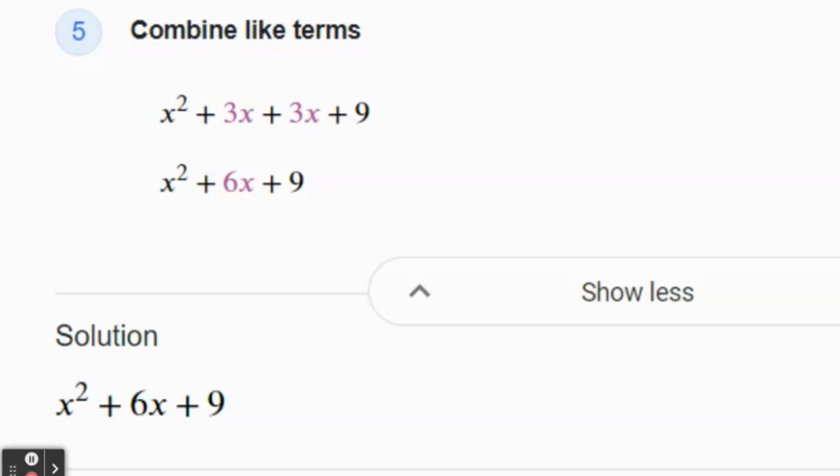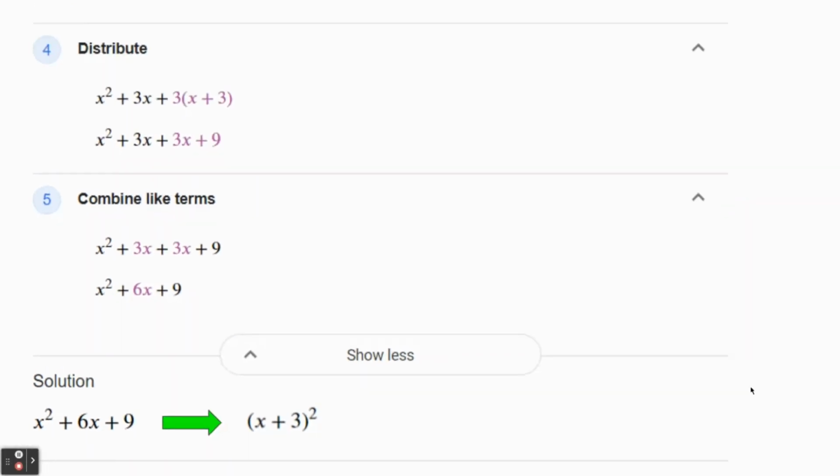perfect square trinomial. So if we were to factor that, we would end up back where we started at x plus 3 squared. The cool thing is that you can take the square root of x plus 3 squared and actually solve for x. And I will show you how to do that towards the end of the video.